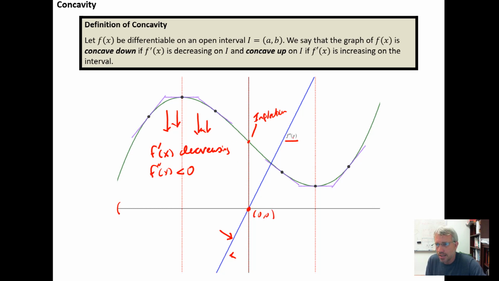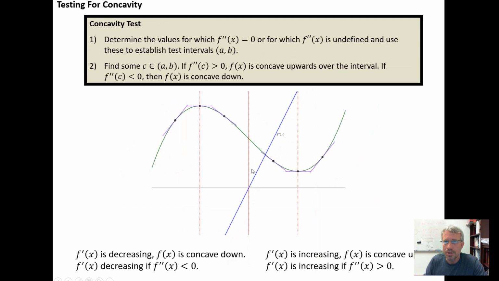So we take the second derivative, we set it equal to 0, we find the inflection points, we use the inflection points and the domain of f of x to set up test intervals, and then we check the sign of the second derivative in those test intervals. So here the graph is concave up from this point off to infinity, and what we want to notice is that the second derivative is actually positive. It's above the x-axis. So that is testing for concavity.